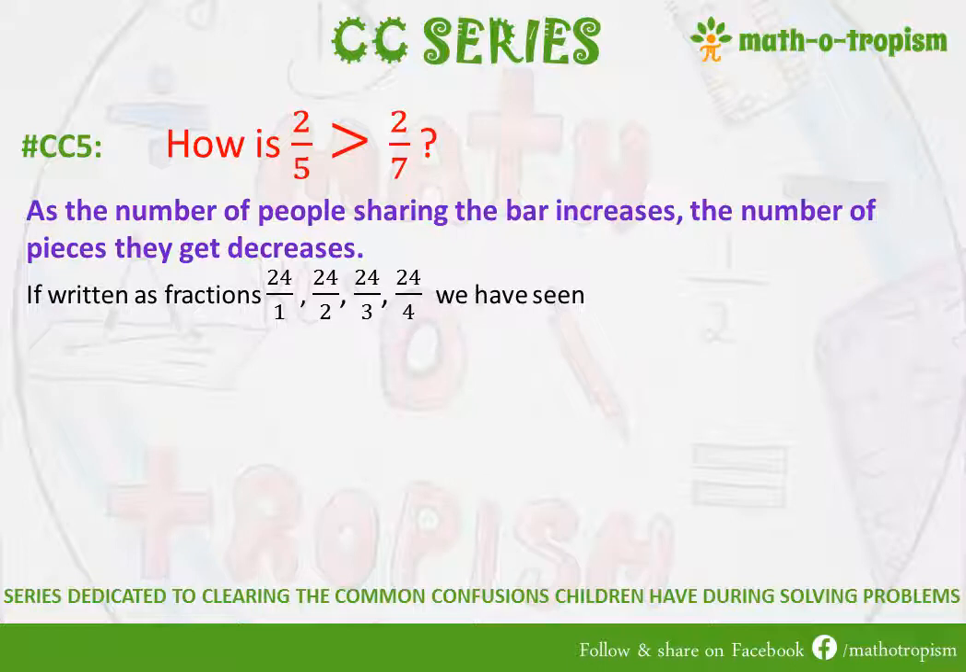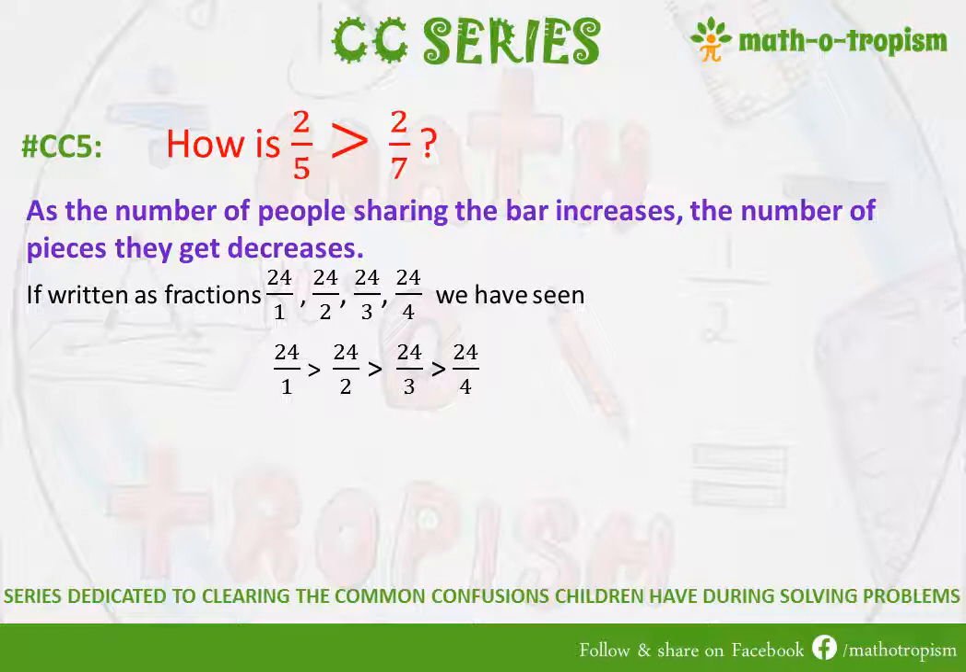First, there were 24 pieces divided by 1 because you were the only one eating. Then 24 by 2, then 24 by 3, and then finally we did 24 by 4. And we have seen from the pieces we got that 24 divided by 1 is greater than 24 divided by 2, which is greater than 24 divided by 3, which is greater than 24 divided by 4.